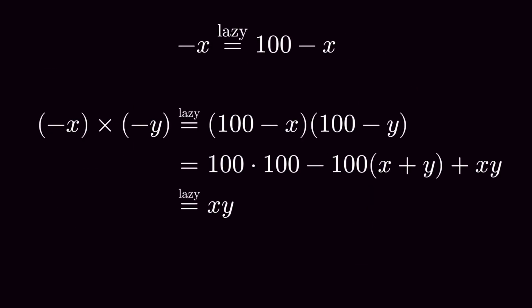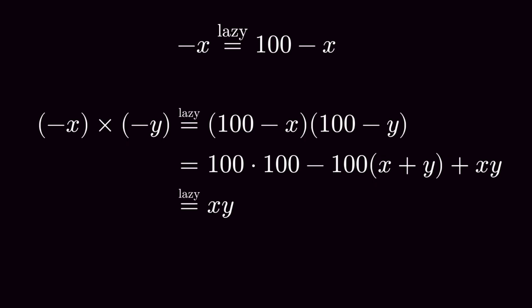In general, if we multiply 2 negative numbers together, let's say negative x by negative y, in the calculator, we will enter 100 minus x times 100 minus y. It will be 100 squared minus 100 times x plus y plus x times y. The first 2 terms are multiples of 100, so they get wiped out by the calculator, and the only term that remains is xy.